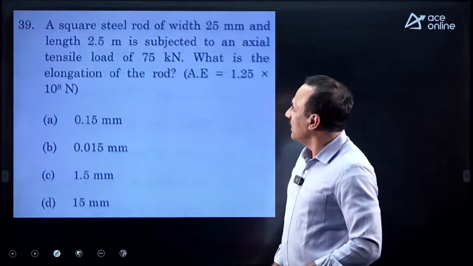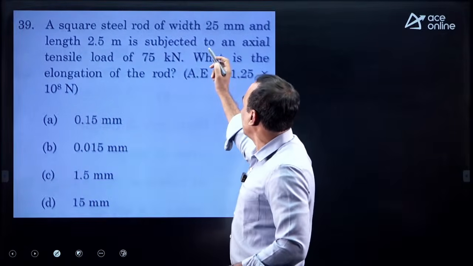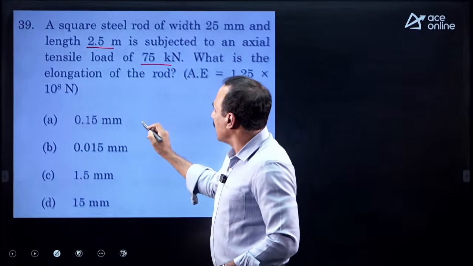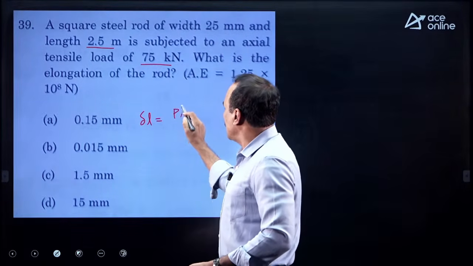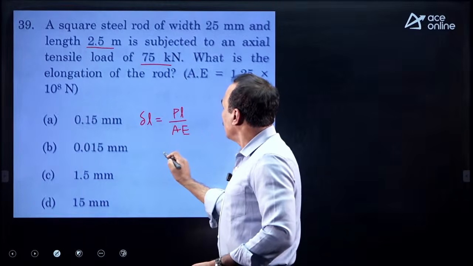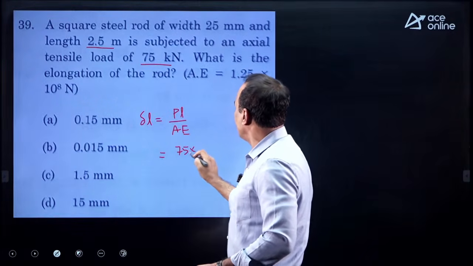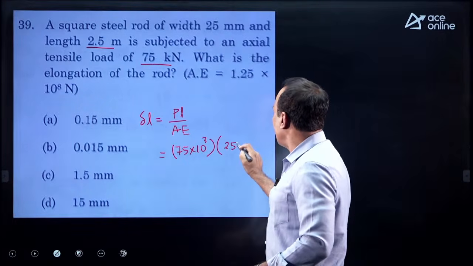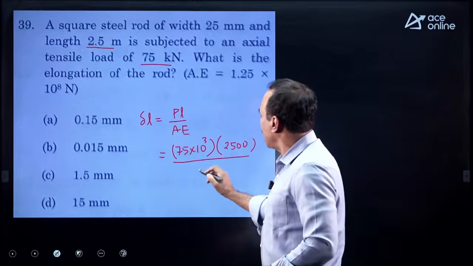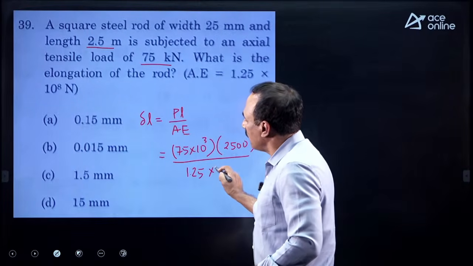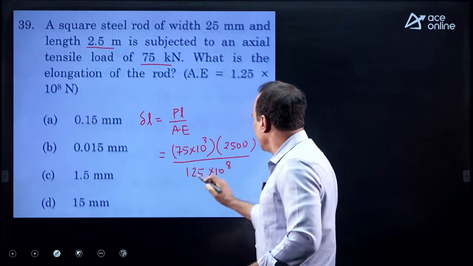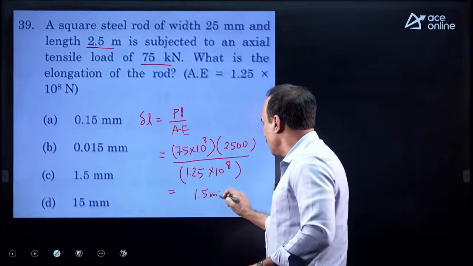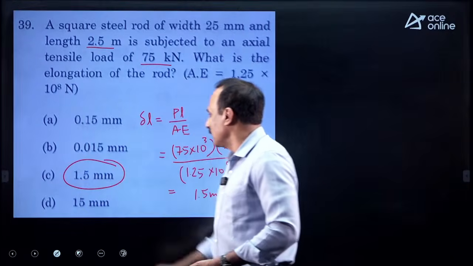Now, coming to the next question, a square steel rod of width 25 mm and length 2.5 meter is subjected to an axial load of 75 kilonewton. What is the elongation? The change in length is given by the very standard formula PL upon AE. The force P is 75 kilonewton, so 75 into 10 cube Newton. Length is 2.5 meter, 2500 mm, divided by AE value, directly given as 1.25 into 10 power 8 Newton. If you simplify, this change in length will be 1.5 millimeter. So, the answer is option C.